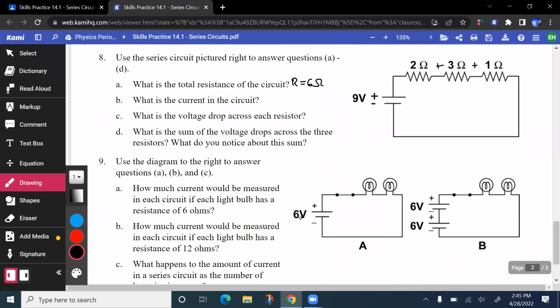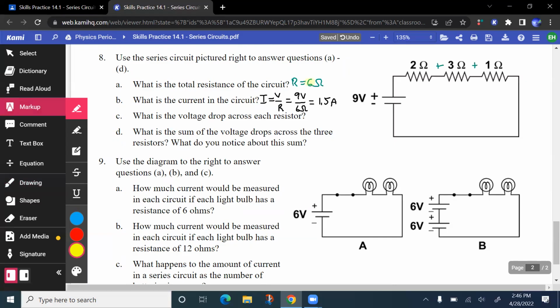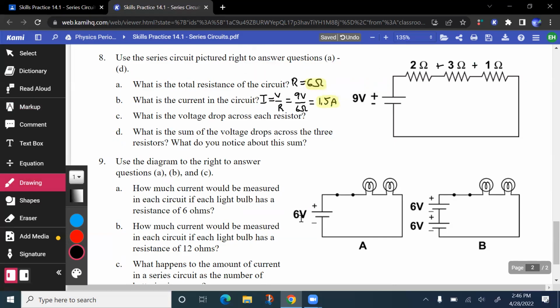The current in the circuit, we use Ohm's law to figure out. So voltage divided by resistance would be 9 volts over 6 ohms, which reduces to 3 over 2, which reduces to 1.5 amps. Okay, that would mean 1.5 amps coming from the battery, 1.5 amps across resistor 1, resistor 2, and resistor 3.